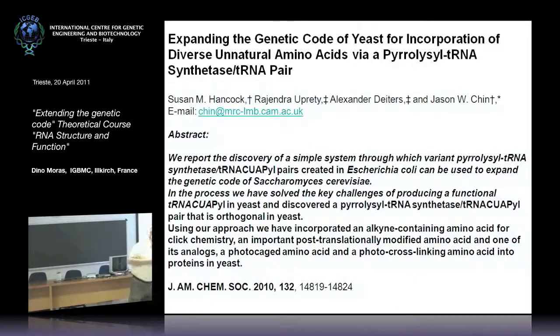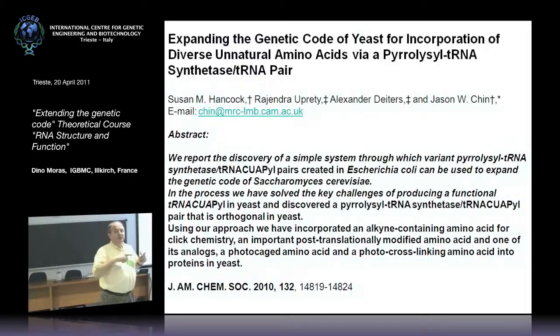Now, I told you, Jason Chin, who was working with Peter, who will create his own lab, and is now at MRC, made a very significant improvement to the method by being able to incorporate in yeast. Why yeast? Because it's a eukaryotic system. You can incorporate diverse unnatural amino acids using a tRNA synthetase, tRNA pair, which is rather specific.